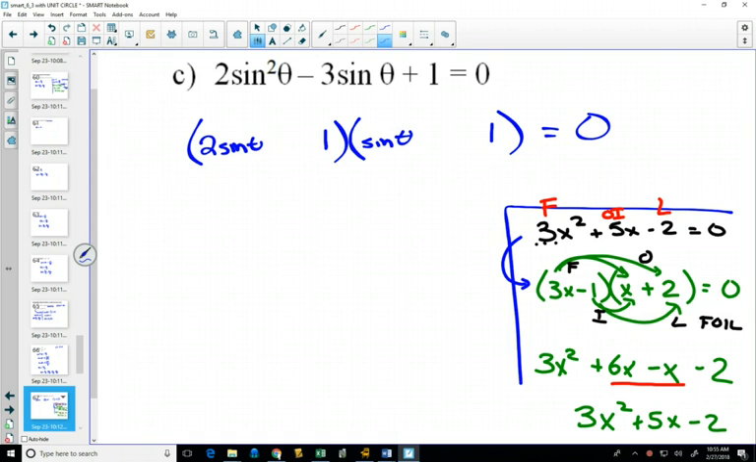The last thing I have to figure out here is what my signs are going to be. To get a positive 1, they either both have to be positive or both have to be negative. And when trying to figure out whether they're both positive or both negative, you're going to think about your outside and inside getting combined to be 3. Can you see right now that my outside will make 2 sine theta, my inside will make 1 sine theta? In order to get a minus 3 sine theta, they would both have to be negative.